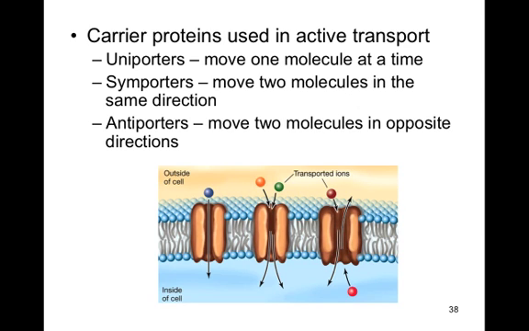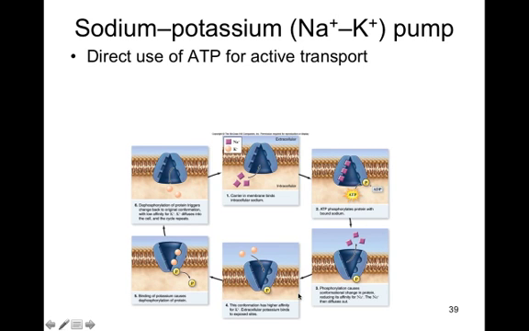The carrier proteins that we use in active transport come in three different types. First of all, uniporters. They move one molecule at a time in one direction. Next, we'll see symporters. Symporters move two molecules at a time, but in the same direction, as you can see in the middle here. And then there are antiporters that move two molecules in opposite directions across the phospholipid bilayer membrane.